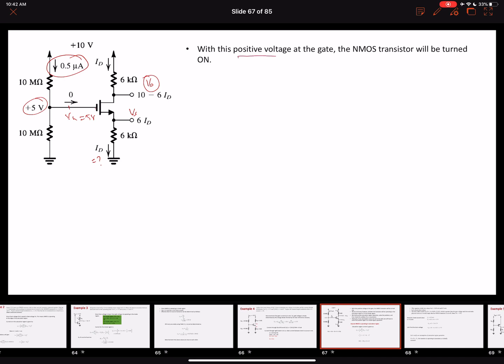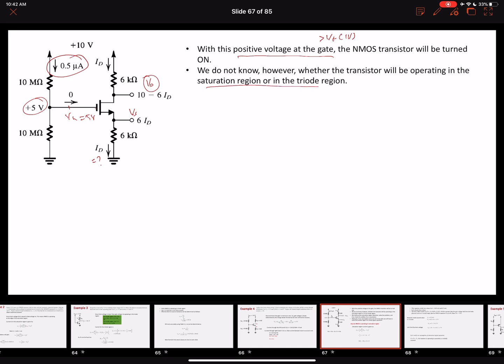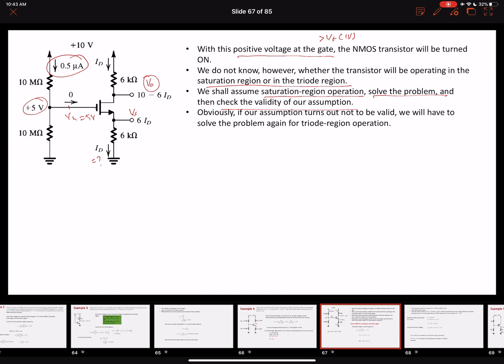So there's a positive voltage at the gate, which is greater than the threshold voltage of 1 volt, so the NMOS transistor will be turned on. However, we don't know whether it is operating in the saturation or the triode region. We will start with the assumption of saturation region operation, solve the problem and check the validity of our assumption. If our assumption is not true, then we will redo it for the triode region. So let's start with the saturation region operation.